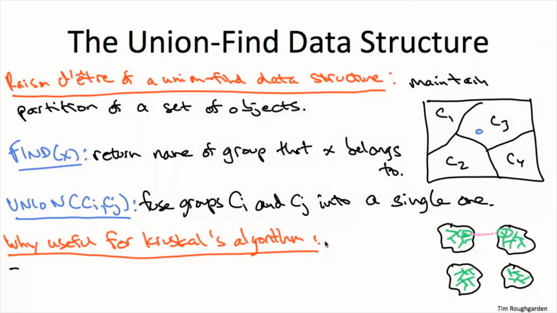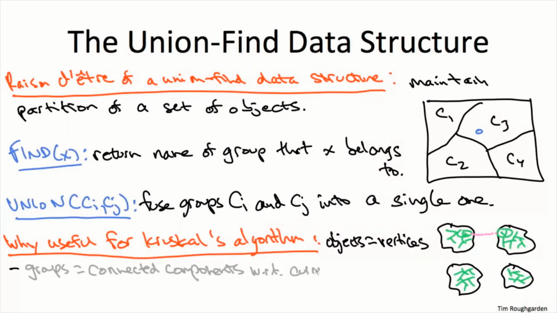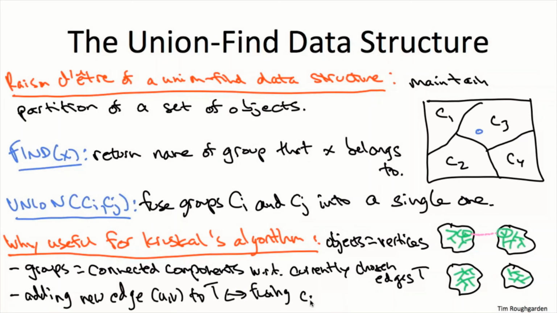So to be a little more precise about it, what are going to be the objects contained by the union find data structure in Kruskal's algorithm? Well, they're going to correspond to vertices. It's the vertices coalescing that we want to keep track of. So what are going to be the groups in the partition that we maintain? They're just going to correspond to connected components with respect to the edges that Kruskal's algorithm has already committed to. And with these semantics, it's clear that every time Kruskal adds a new edge to its set capital T, we have to invoke the union operation to fuse two connected components into one.